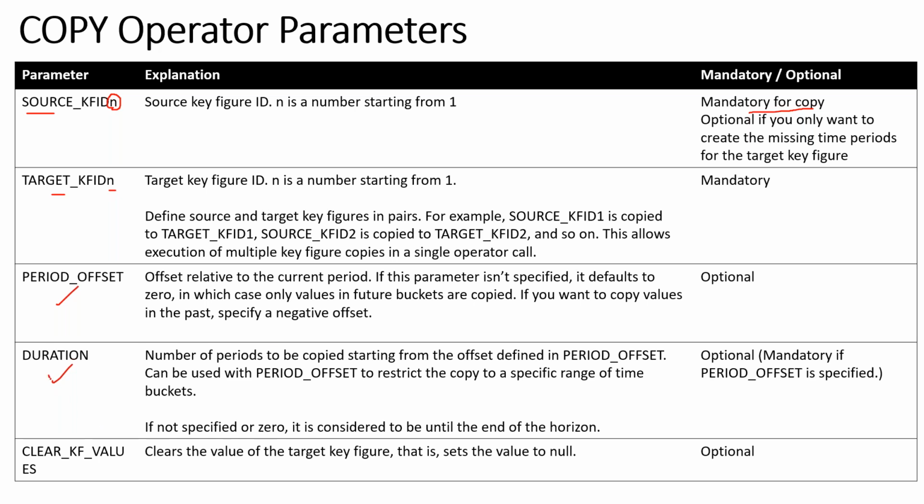The duration is for how many periods you want to copy, maybe copy it for 1 year, etc.